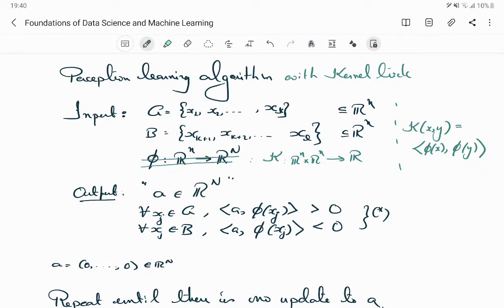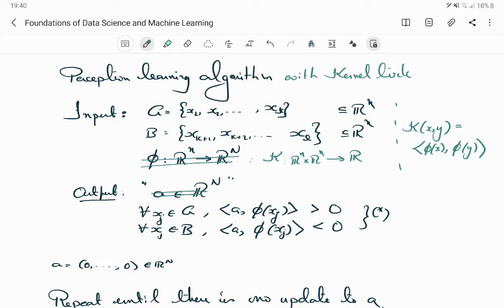You don't even need to technically know which is the embedding function phi. All you care is that k should be expressible as the inner product of the embedded versions of two points, right? So as long as k is of this form, we only need to know k. We don't need to know what is phi. Okay, and what is the output now? Again, for the good points you want greater than 0, and for the bad points you want less than 0. But there is no point in giving us an a, right? Because if you give us an a, we still need to take an inner product with phi of xj. But our point is not to compute phi of xj.